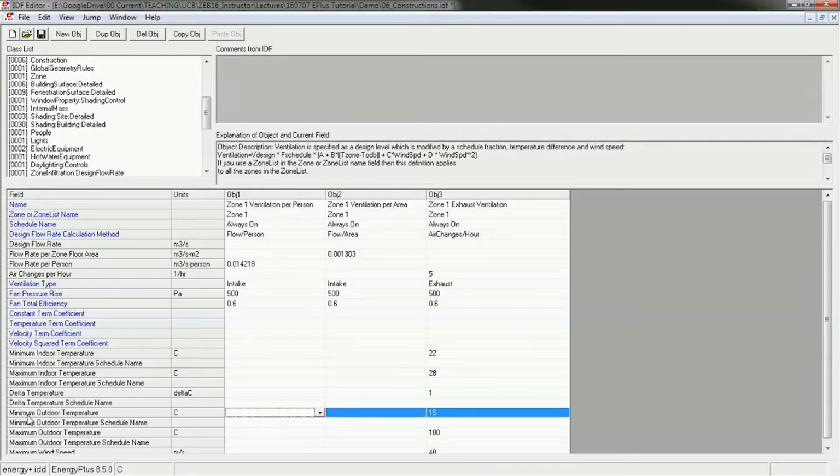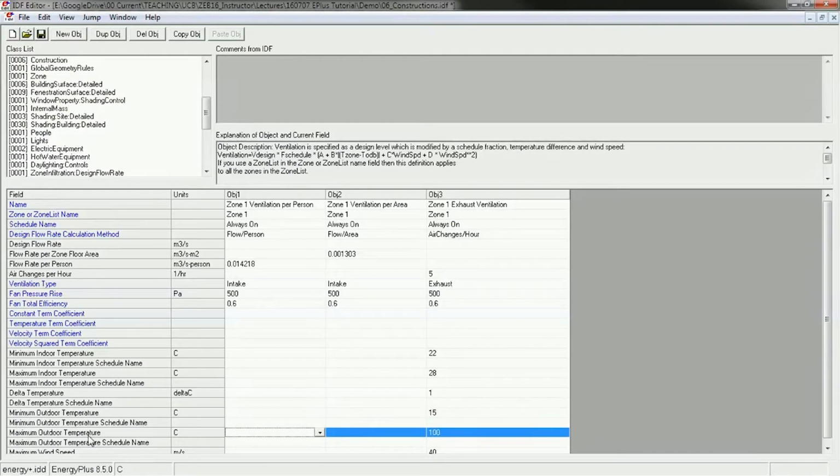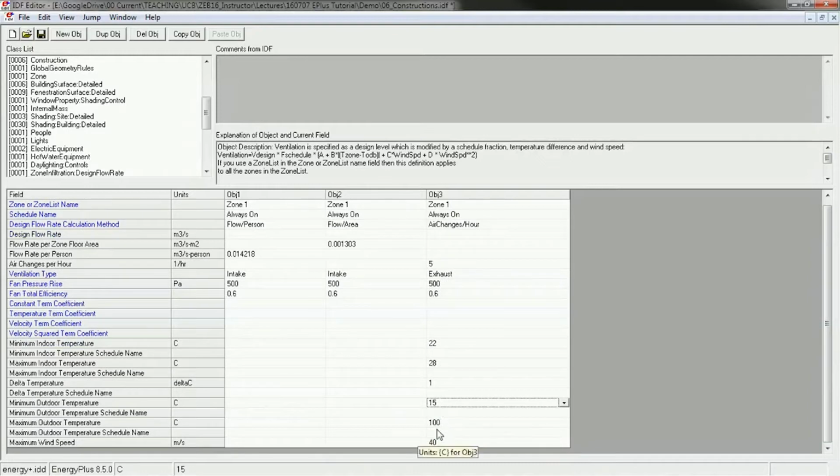Also, you can set maximum and minimum outdoor temperature limits. So if it's really cold outside or really hot outside, you could say, I don't want that air in, no matter how bad it is inside. It also allows you to set a maximum wind speed, which would be potentially problematic. In this case, 40 meters per second would be hurricane winds, but you could also set it to a lower threshold so papers aren't blowing inside the building, things like that.